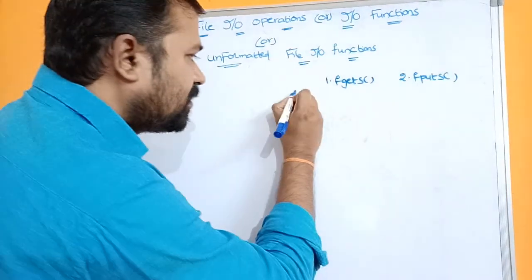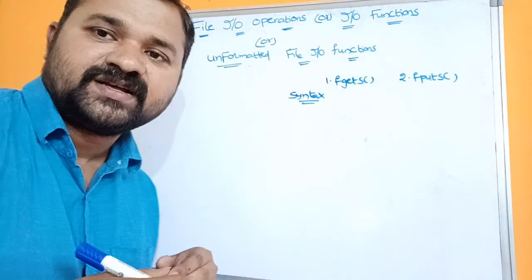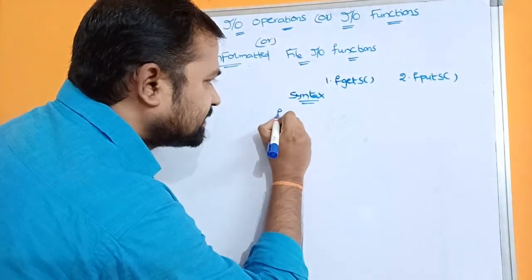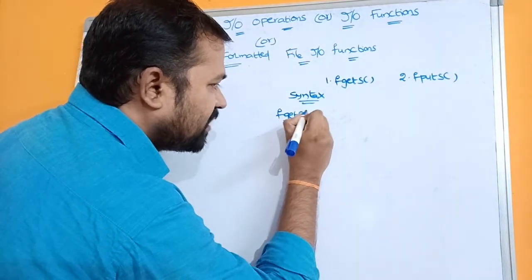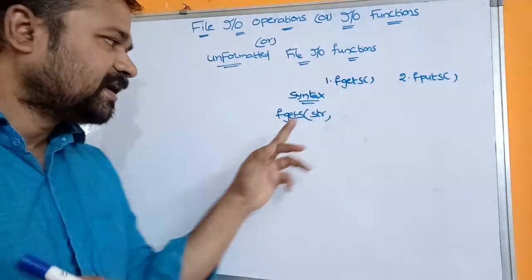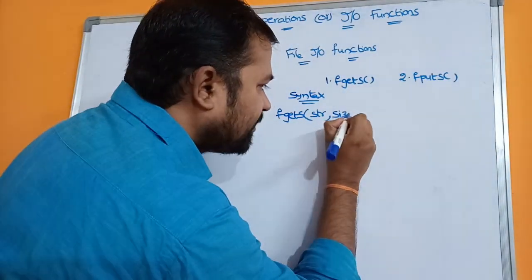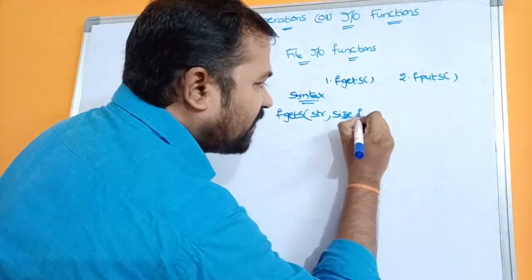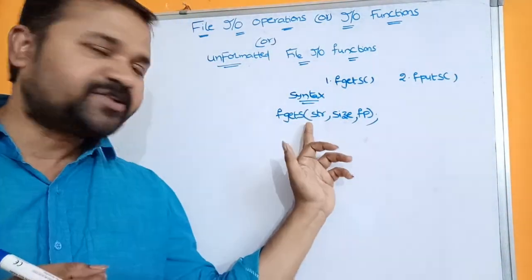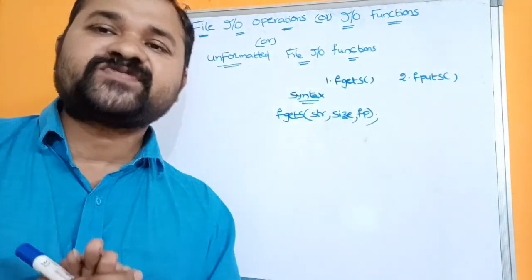Okay, now let's see the syntax of the fgets function. We know the syntax of gets function. The syntax of the gets function is gets of variable name, whereas the syntax of fgets function is fgets of variable name. Let the name of the variable be str. Here str is nothing but a string, and the next one is size. So what is the size of the string? And the next one is file pointer. So fgets function accepts three arguments. The first argument is string, the second argument is size of the string, whereas the third argument is file pointer.